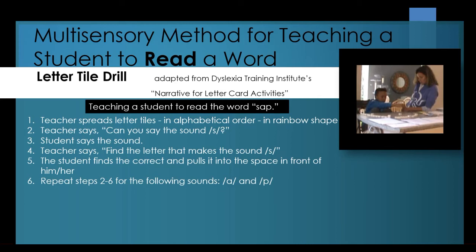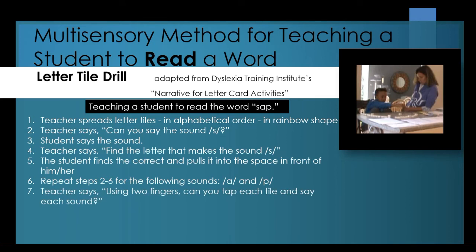Then I repeat this, so I say, can you say the sound A? And the student says the sound. And I say, can you find the letter that makes the sound A? The student finds the correct one and pulls it in the space in front of them. And then I say, can you say the sound P? The student says the sound. And I say, can you find the letter that makes the sound P? The student finds the correct letter, and now they should have 3 letters in front of them.